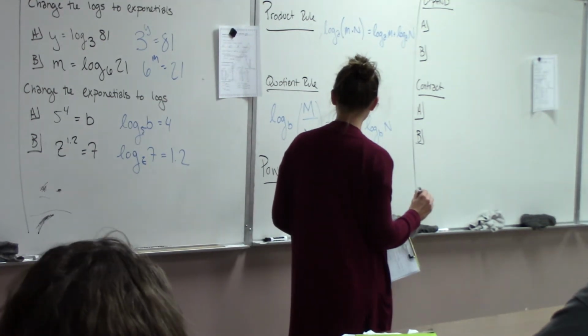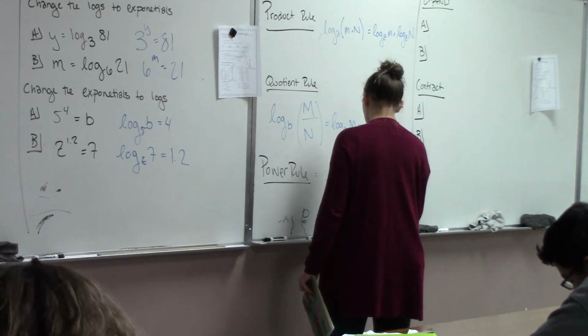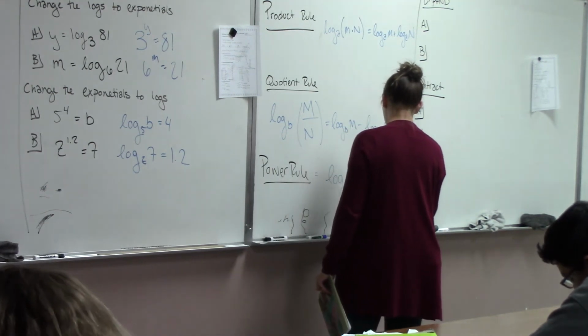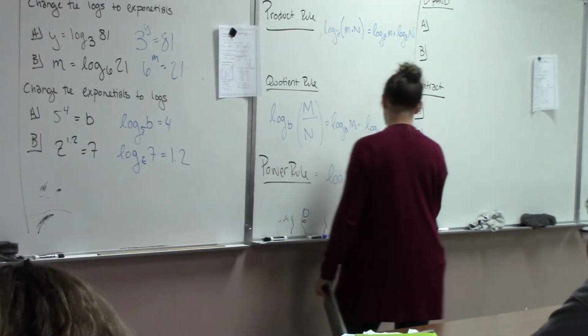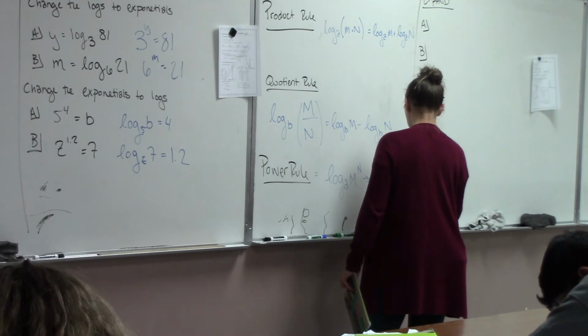Okay, so here we go with the power rule. If we have log base A of m to the n, that exponent becomes a coefficient. So it equals n log base A of m.